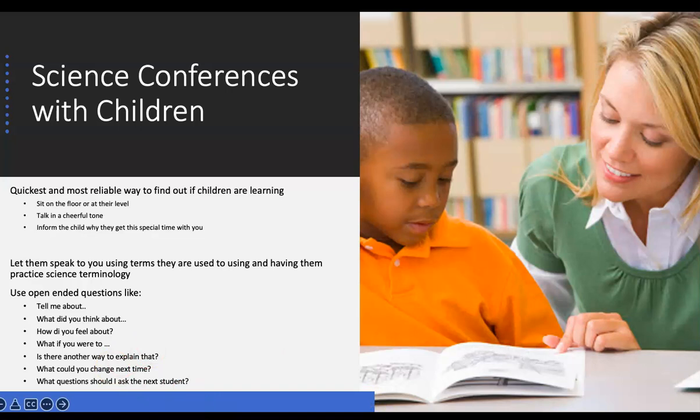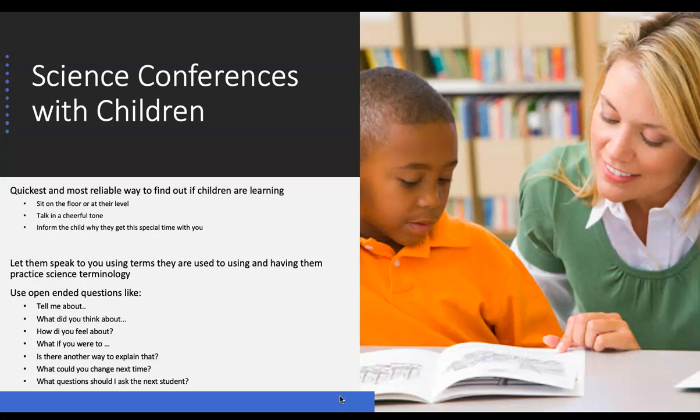One assessment that I really love, but I also understand can be very difficult to conduct, and I know your students would love this assessment as well, is the science conference with children. This is the quickest and most reliable way to find out if children are learning. You sit on the floor or at that child's level and you talk to them in a cheerful tone so they understand they're not getting fussed at, because usually when we're at their level and we're talking to them, we're fussing at them. And you inform the child why they get this special time with you.